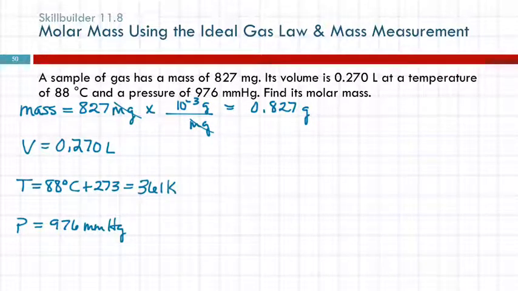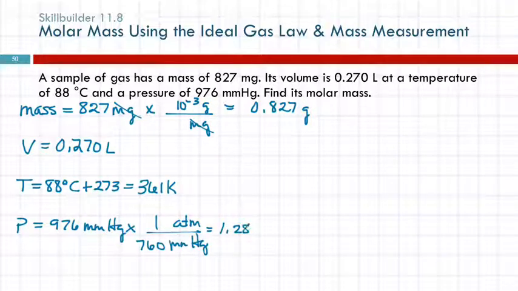361 Kelvin. Pressure needs to be in atmospheres. So with millimeters of mercury in the denominator, 1 atmosphere is 760 millimeters of mercury. So this is 1.2842 atmospheres.